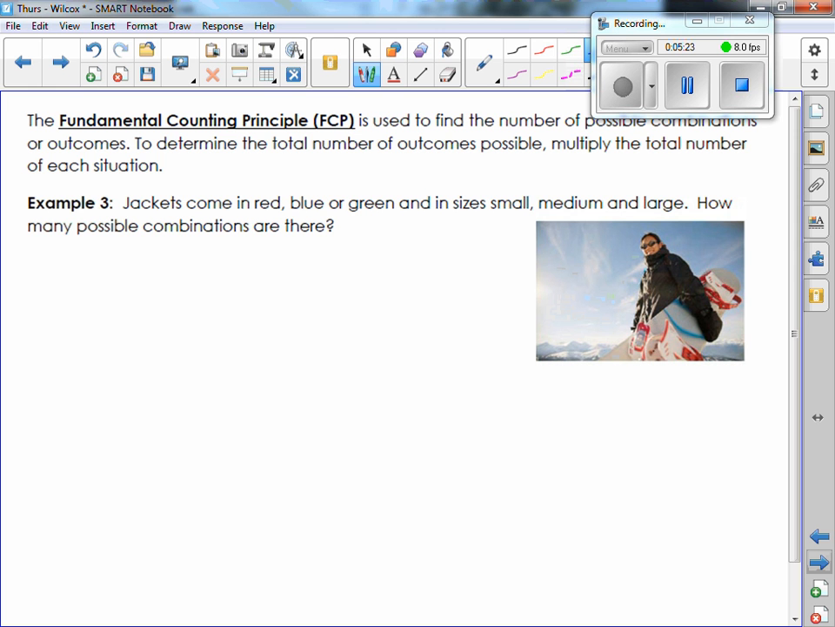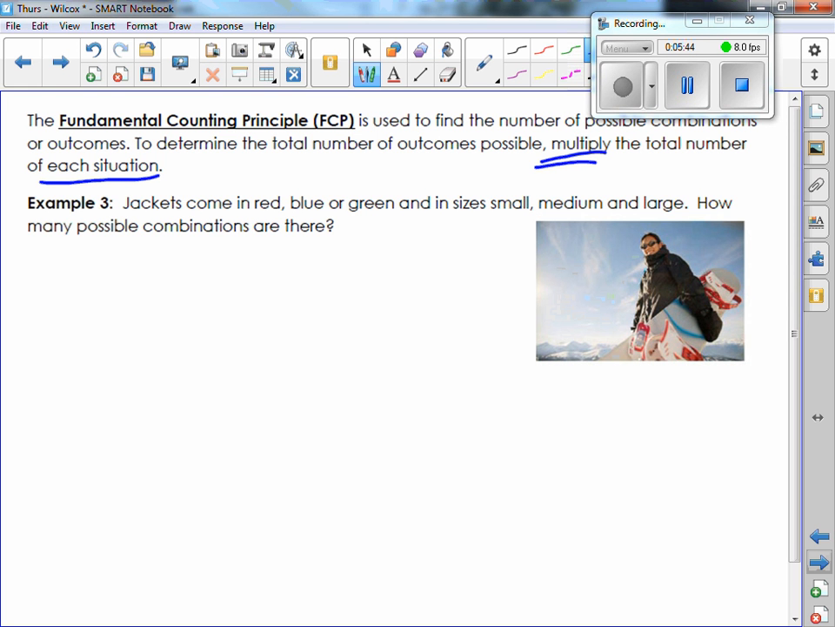The FCP, what those letters stand for, are the fundamental counting principle. This is used to find the number of possible combinations or outcomes. To determine the total number of outcomes, we multiply the total number of each situation.